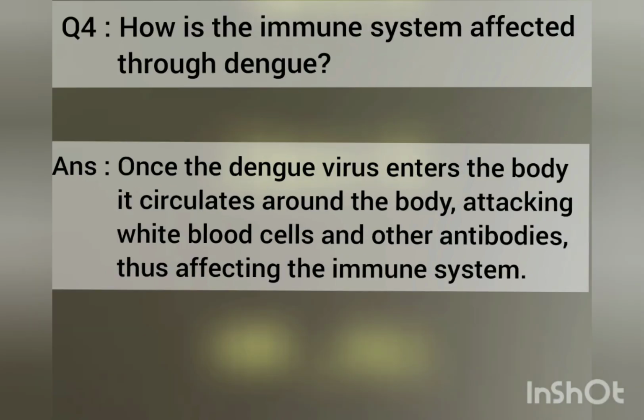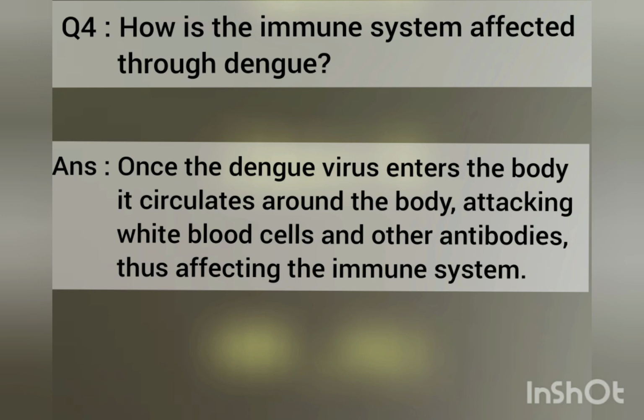Question number 4. How is the immune system affected through dengue? Answer. Once the dengue virus enters the body, it circulates around the body, attacking white blood cells and other antibodies, thus affecting the immune system.